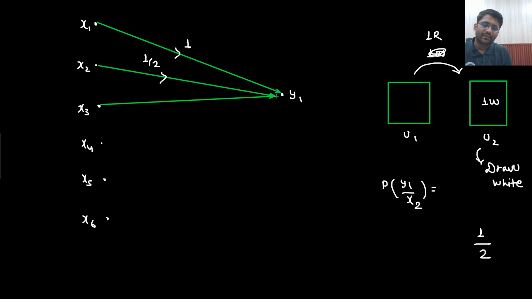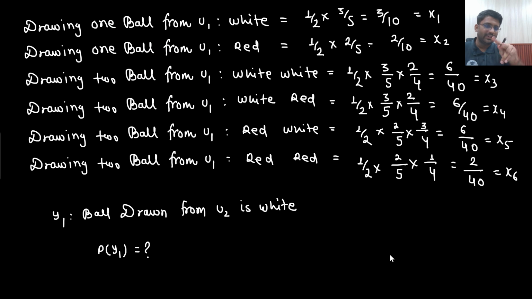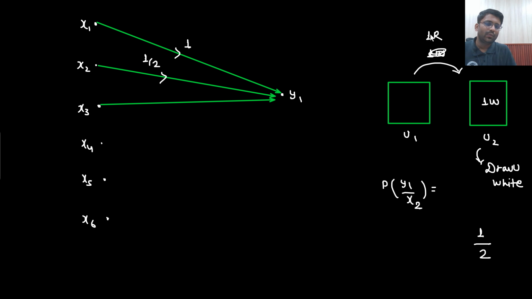Next, x3. Given that you are transferring 2 white balls. So total how many balls will be there? 3 balls will be there. Out of them, how many will be white? All 3 of them will be white. Why is that so? Because you are transferring 2 white balls, and 1 white ball was already there. So what is the probability of getting a white ball such that you have transferred 2 white balls? The probability will be 1.